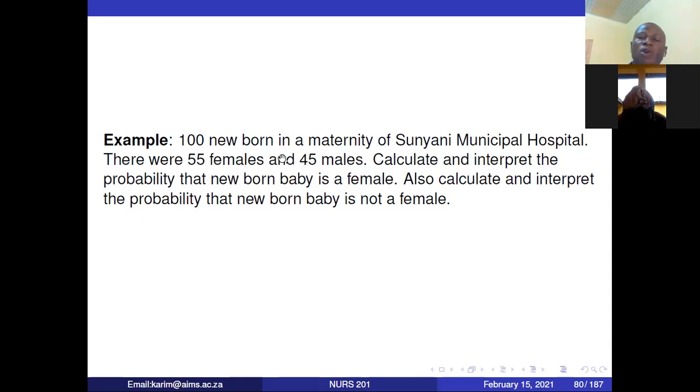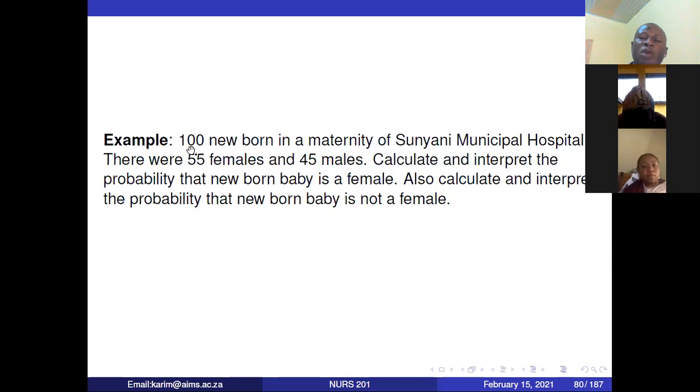And that is that. If you don't want to do that, once you compute the probability of being a female, then you subtract that from 1 to get the probability of not being a female.